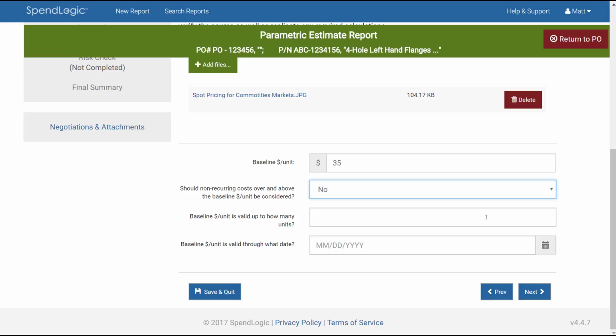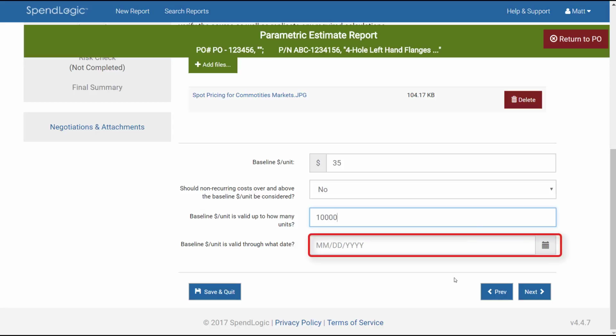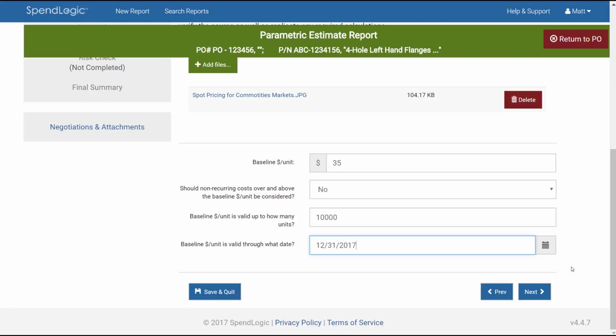Lastly, the price validity date refers to the date through which the price is valid. For spot pricing, the date would be the day the price is observed. If you are using a catalog or website that shows annual or quarterly prices, enter the last date in that period. When you're done with this page, click Next.